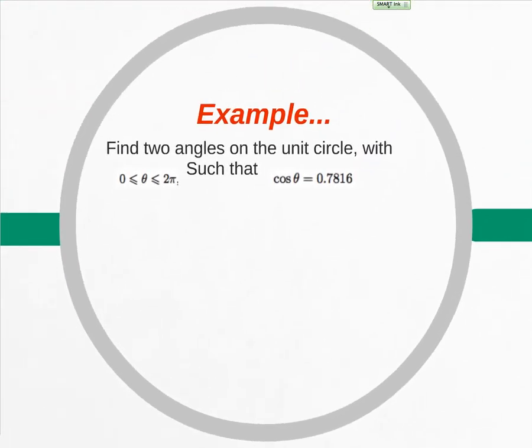So here is our example. It says find two angles on the unit circle with the angle being between 0 and 2 pi, remember theta is standing for angle, such that the cosine of our angle is 0.7816. So we're going to dissect all the different parts and then find our two answers.